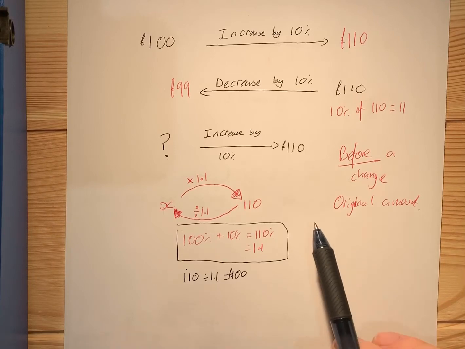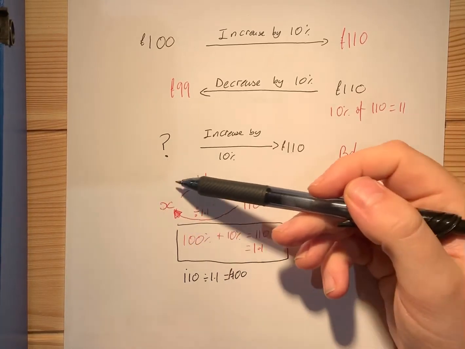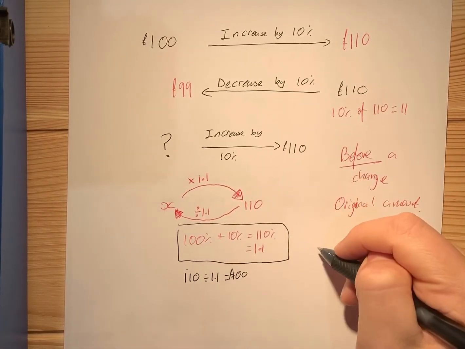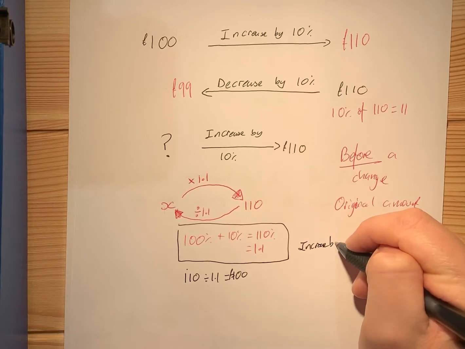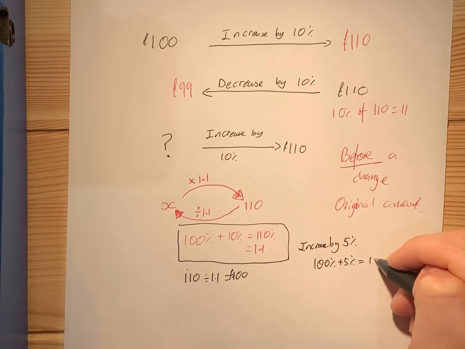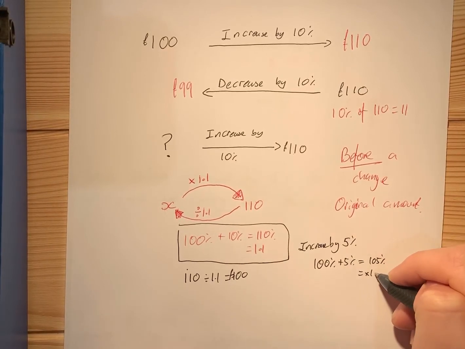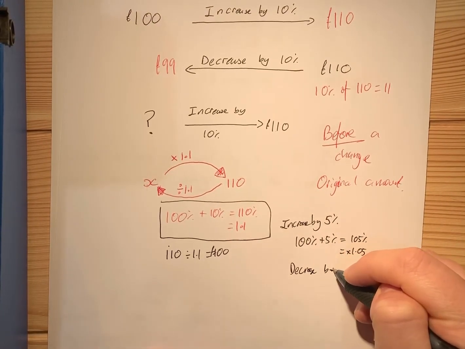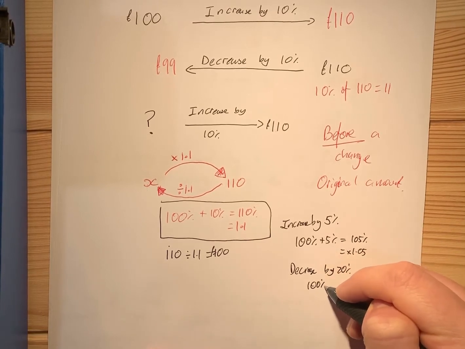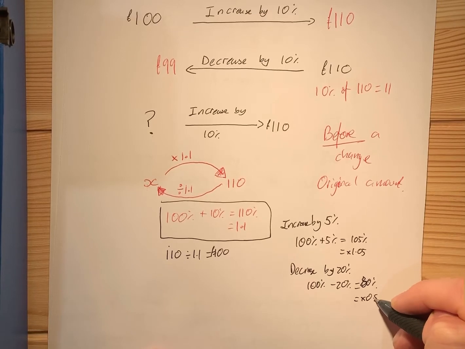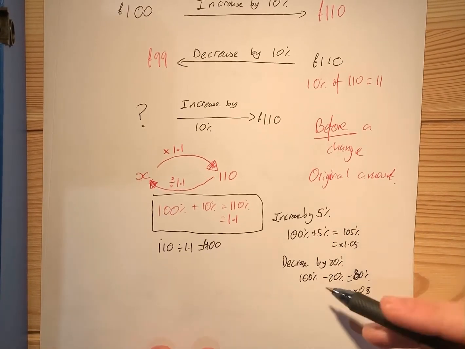We want the amount before a change. And this is the way that I like to do it every time. I like to use multipliers. So you might have to do a little bit of revision on multipliers. Things like increase by 5%: it's 100% plus 5%, which is 105%, which is times 1.05. If it's a decrease by 20%, it's 100% take away 20%, which is 80%. So it's times by 0.8. So convert it to a decimal. Now I like to use multipliers to do this.